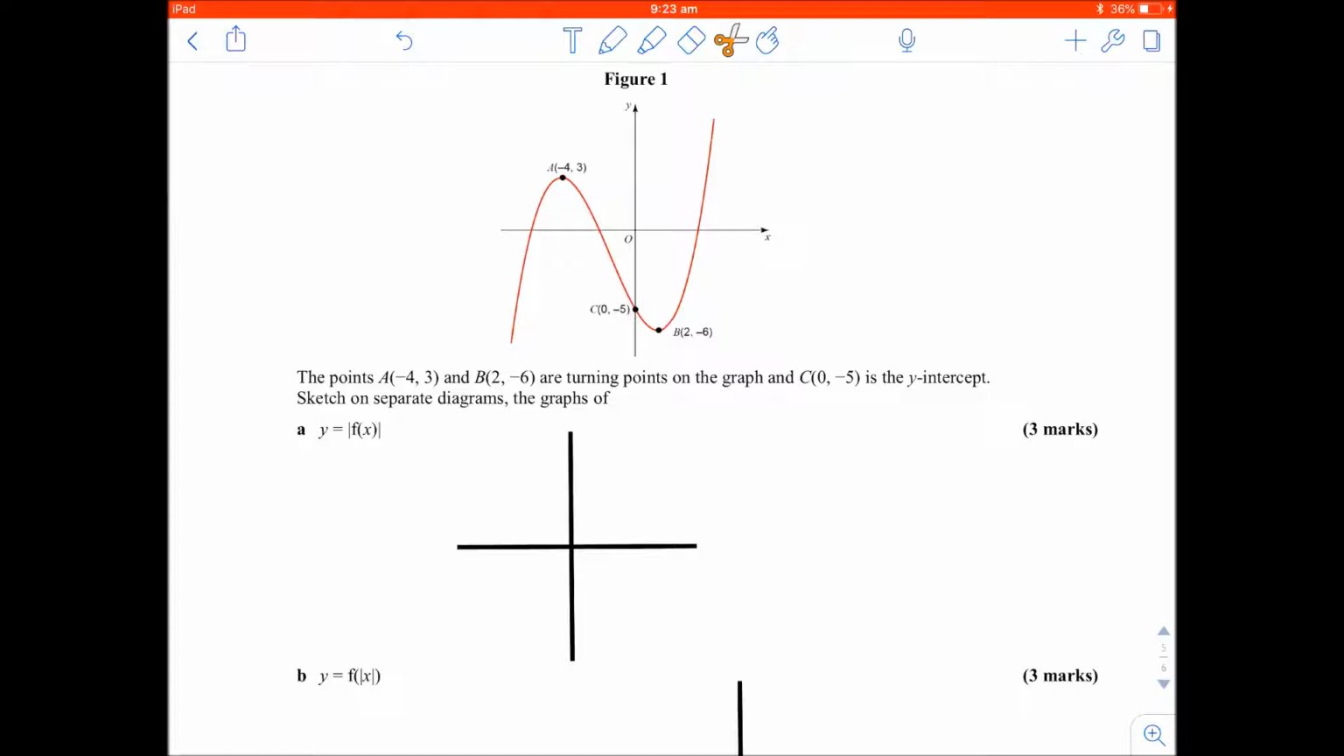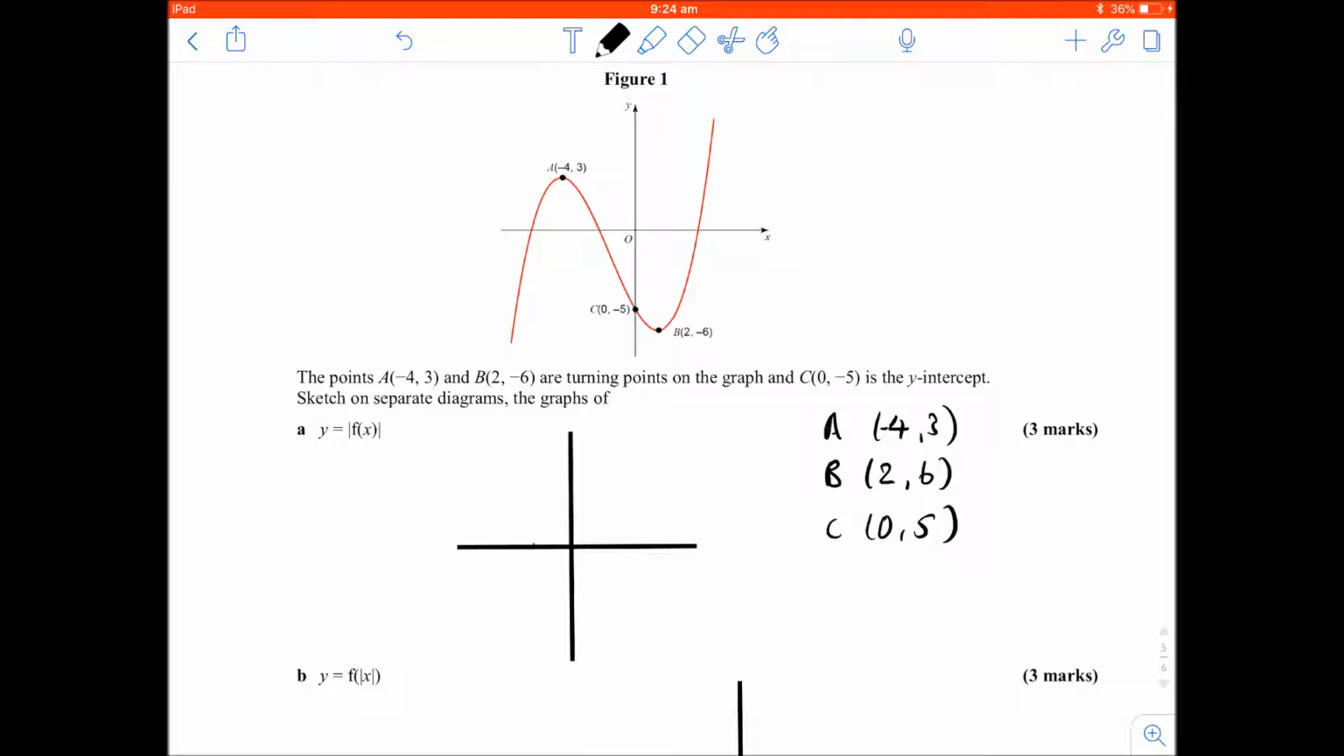Now, what happens here is we've got the modulus on the outside of the bracket, so this is going to affect the y-coordinates and the y-coordinates only. So what it's going to mean is that we don't have any negative y values. So looking at our original points, minus 4, 3 is not going to be affected because the y is already positive. The b value of 2, minus 6 is going to become 2, 6 because the negative disappears. And the c value of 0, minus 5 becomes c, 0, 5 because the minus 5 has to turn positive.